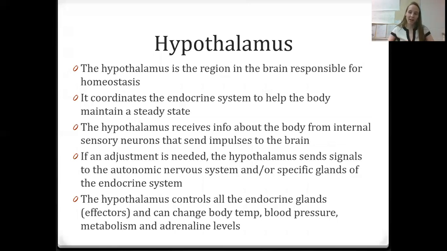So some parts of the endocrine system are controlled by nervous system signals sent from the hypothalamus through your neurons to a gland, and other times the hypothalamus will send a hormonal signal through the blood to a gland. But regardless, it's going from the hypothalamus to a gland. And yeah, then those different glands can release their own hormones or different chemicals in order to change body temperature, blood pressure, metabolism, etc.